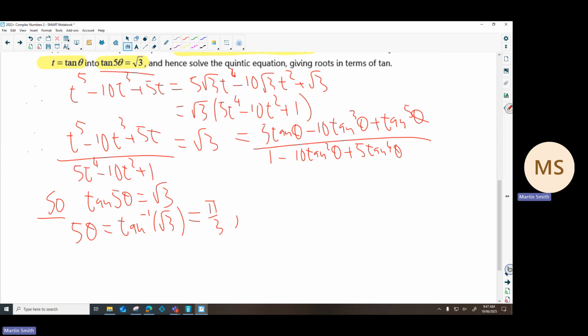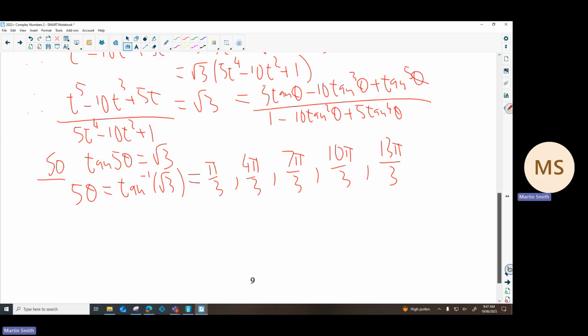So because the tan graph repeats every 180 degrees, which is pi radians, 5 theta could be that, or I could add on pi to that, and that will give me 4 pi over 3. Add on pi to that, and that will give me 7 pi over 3. Add on pi to that, and that will give me 10 pi over 3. Add on pi to that, and it will give me 13 pi over 3. And I'm stopping because I've got 5 values. I will come back in a minute and explain to you what happens if you carry on any further. So this gives me 5 values for 5 theta.